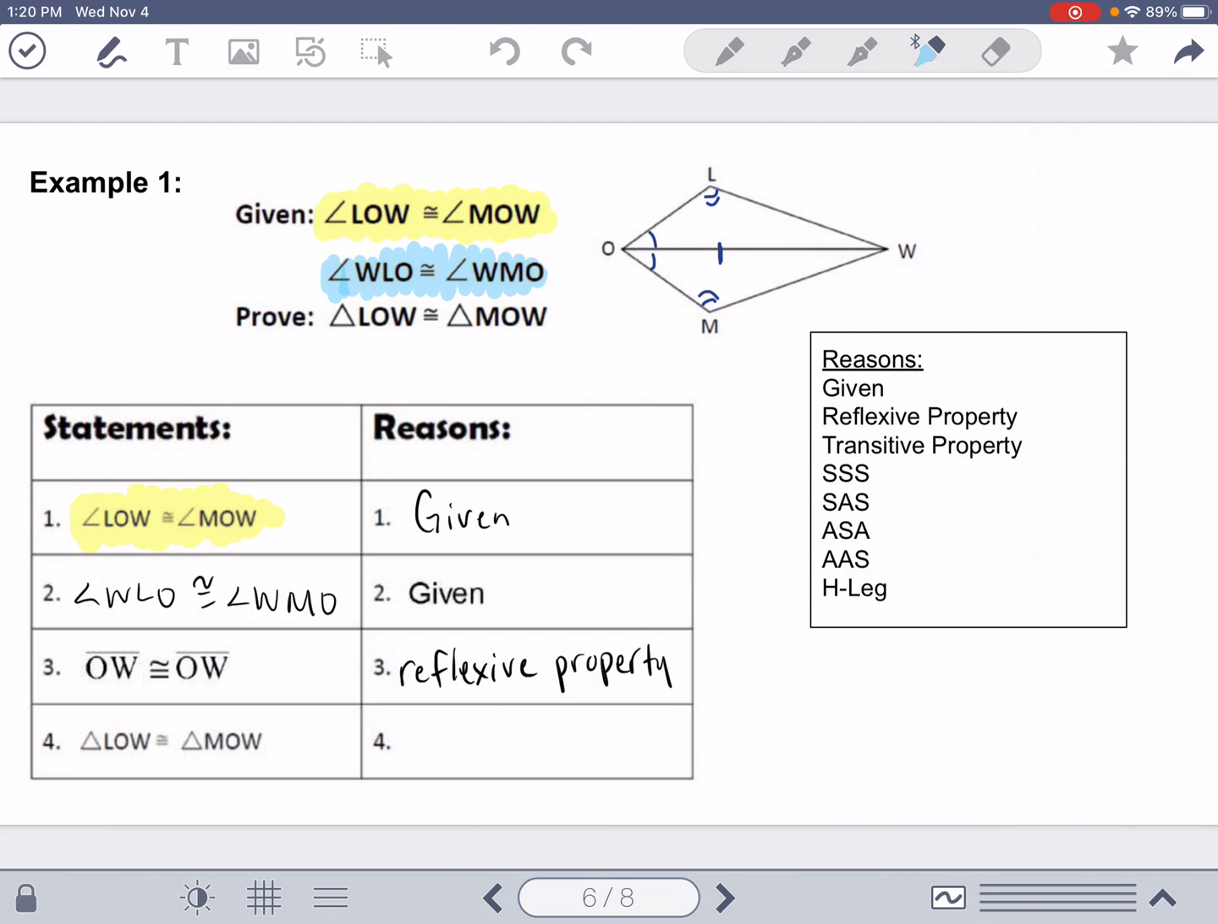So that means it's either going to be angle side angle or angle angle side, because those are the only two shortcuts or congruency theorems that use two angles and one side. Okay, is my side in between the two angles? No, it's not. So that means it's going to be angle, angle, side.